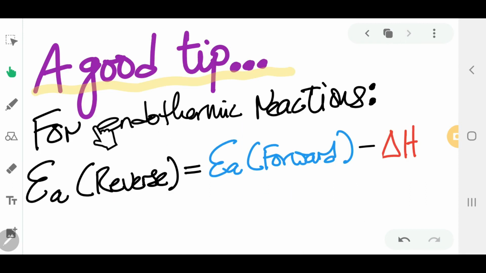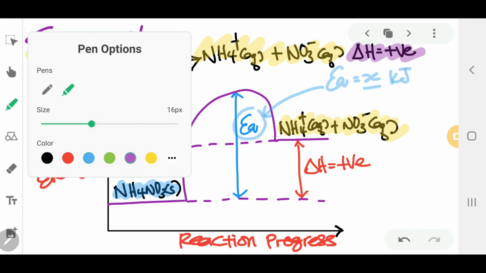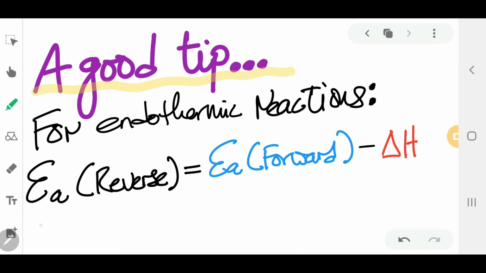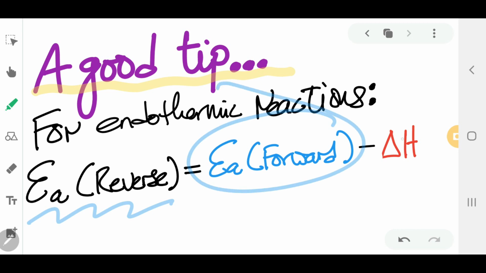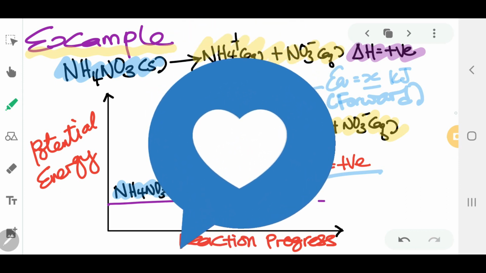A very good tip for endothermic reactions, if you want to find the activation energy for reverse: remember this activation energy over here is for the forward reaction. So if the question wants you to find EA for reverse, how are you going to do that? You're going to take the value of EA forward and you're going to minus delta H. So you're going to take that value and that value, and you should be able to find out the EA for the reverse reaction.